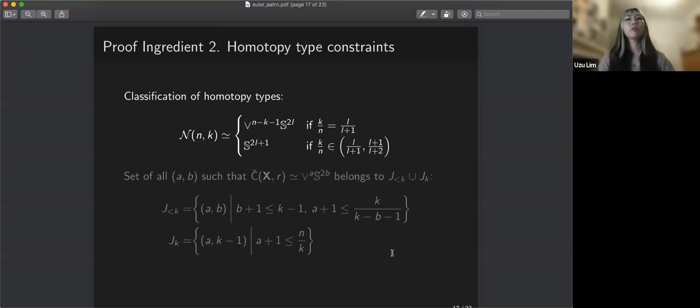So the second proof ingredient comes from homotopy type constraints, and this one heavily owes to the paper called Nerve Complex of Circular Arcs, where all of the homotopy types of nerve complexes from circular arcs distributed on a circle, and it doesn't even need to be arcs of the same length, have been classified completely. And it turns out that they're either an odd dimensional sphere or a bouquet of even dimensional spheres.